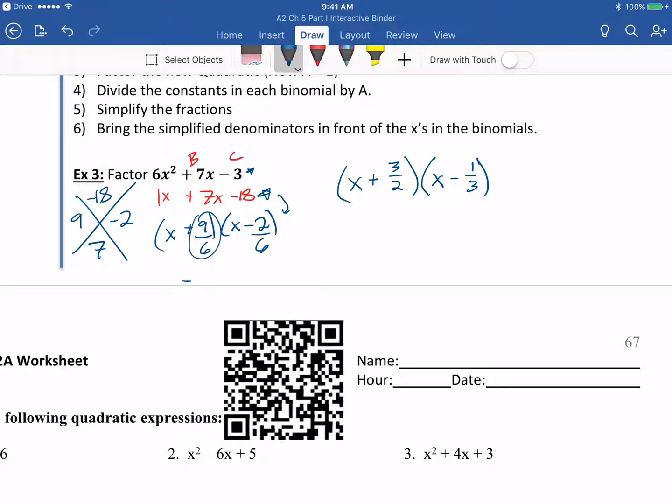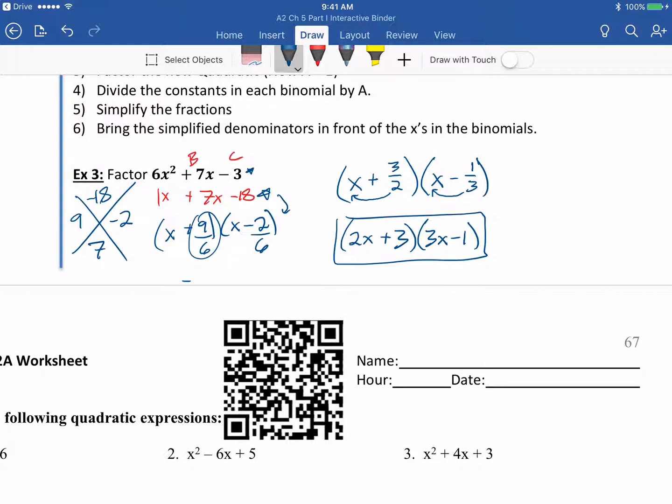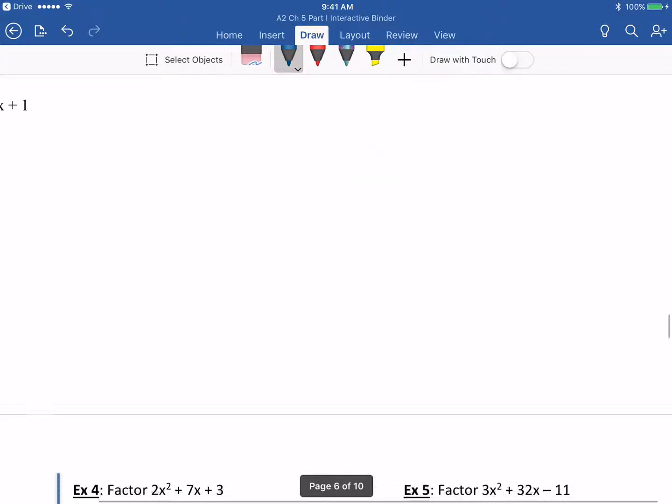And the cool part in how this works is that when we simplify these, this denominator goes back out in front of my x. So my final answer here is going to be 2x plus 3 and 3x minus 1. So a couple different parts there, and that's why when our a is greater than 1, it makes it a little bit tougher. Let's look at another example of this in number 4.